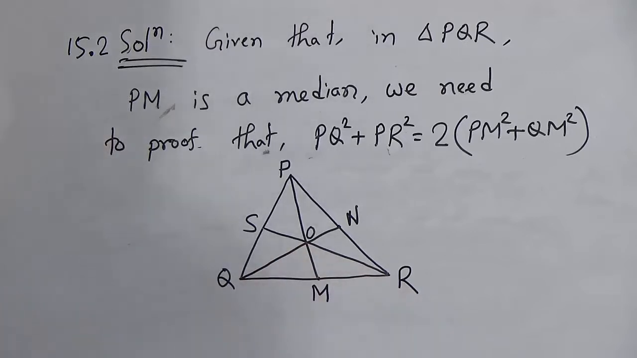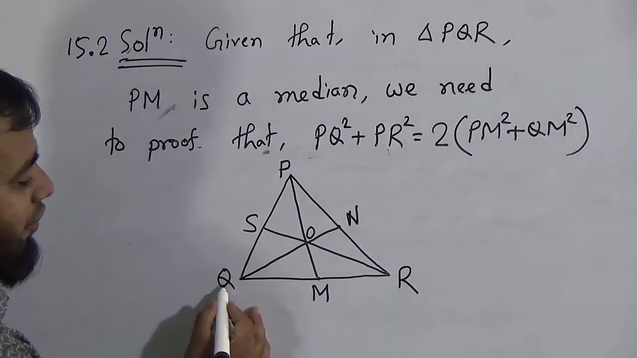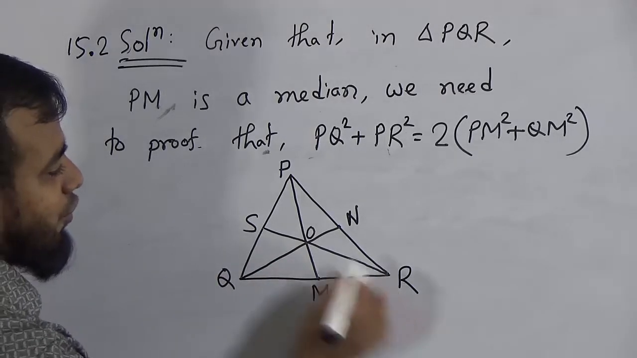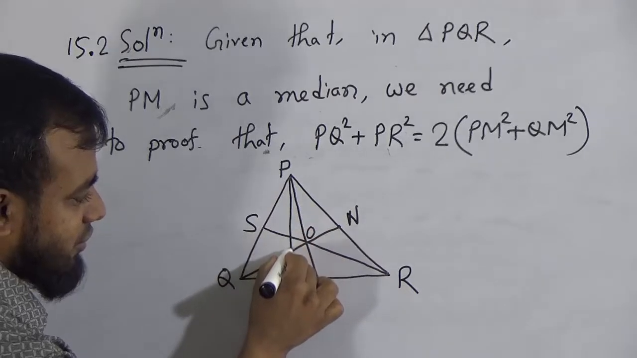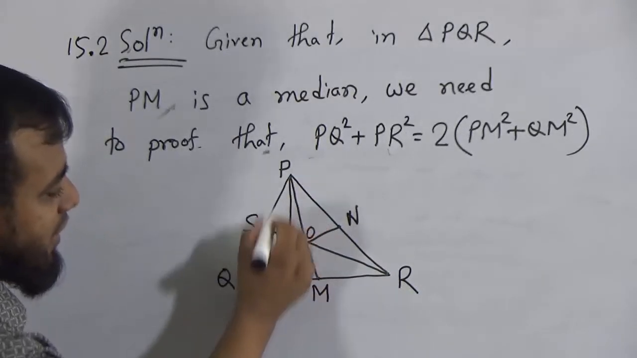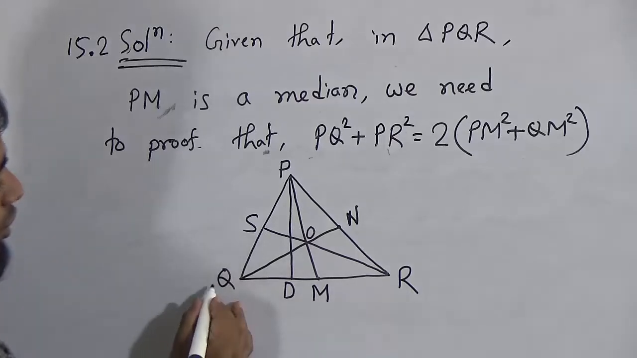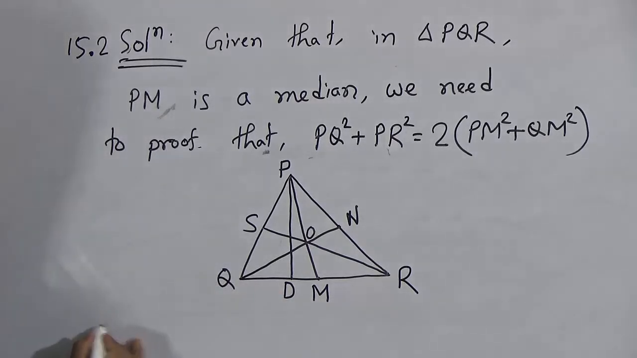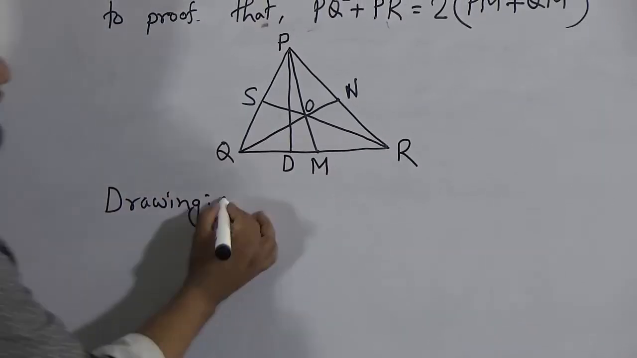Now, my dear students, there is a drawing. We need to draw the perpendicular line on the line QR from the point P. If you draw the perpendicular line, this is the perpendicular line. Suppose this is D. PD is the perpendicular on QR. So this is our drawing.